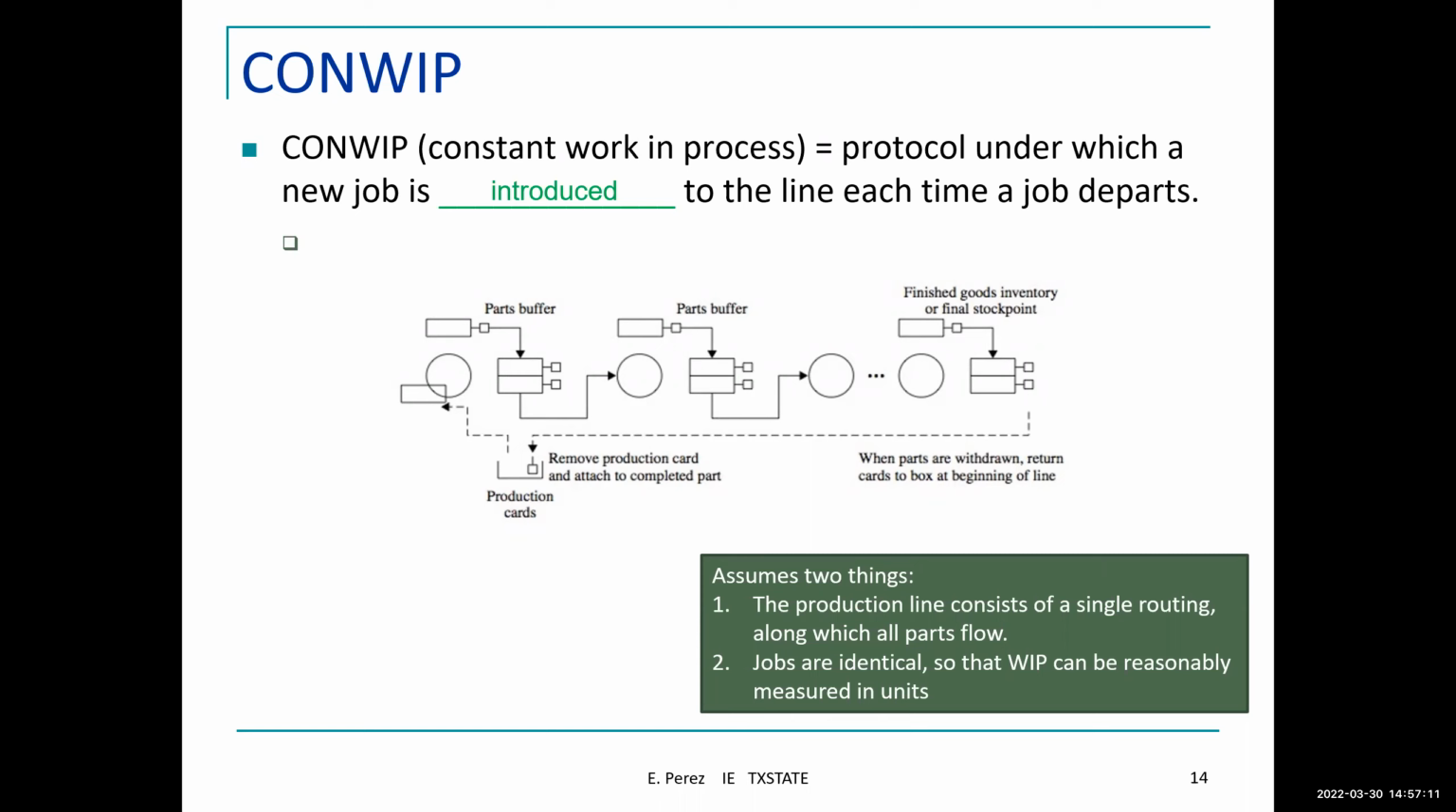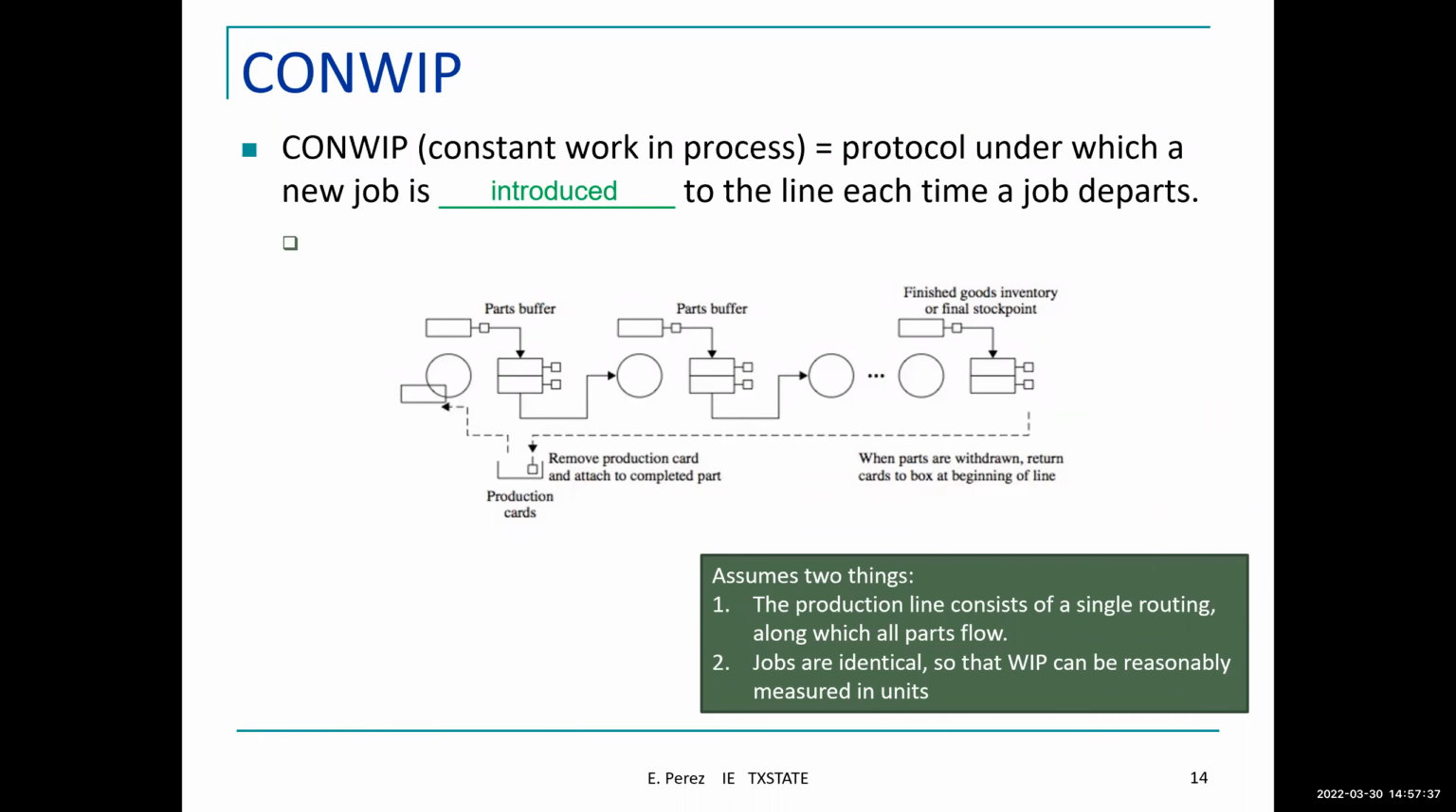And these are moved to the next station based on the current amounts of these buffers. So we remove the production card and attach it to a completed part. These parts have the cards attached, meaning that they are completed, and you put them into the buffer.